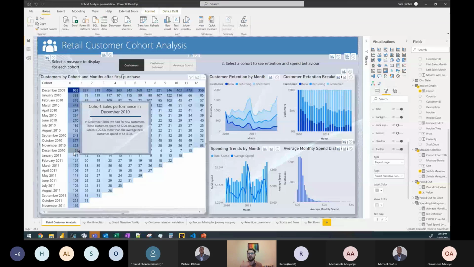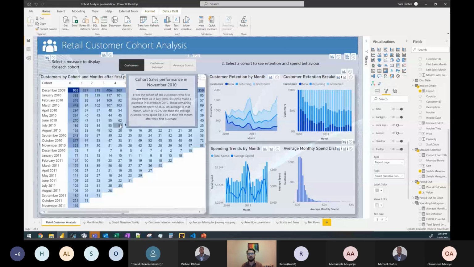If we look at the subsequent months, we might want to compare how each cohort is going compared to that initial month. If we're looking at, say, 4 months out for the July cohort, we're talking about November, and we can see that from the initial cohort of 186 customers who first bought from us in July of 2010, only 54 of them, or 29%, made a purchase later on in November of 2010. Out of those remaining customers, they spent $336 on average in that month, which is about 20% less than the average customer in their fourth month, who would usually spend about $419.